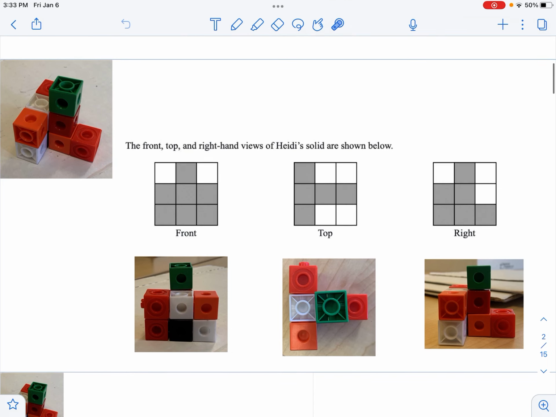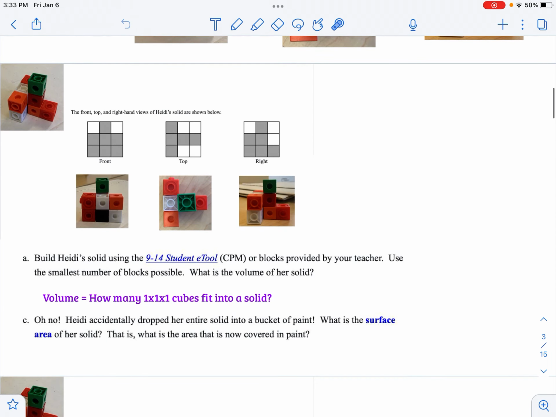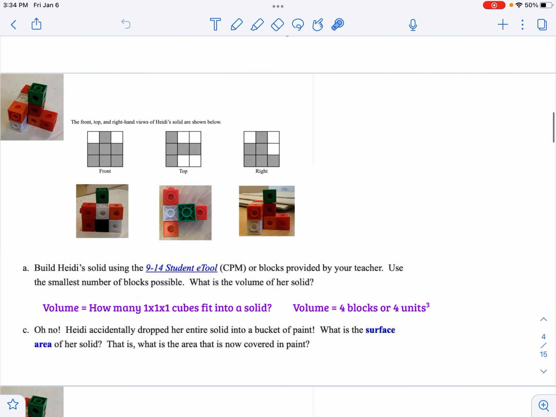So if we looked at these blocks, one of the first things we might consider is the volume. When you look at volume, you're looking at how many 1 by 1 by 1 cubes fit into a solid. So all we would need to do for this is count up our cubes, and there are 6 of them in this rectangle here, plus these 4 in the L. So that's a total of 10 blocks.